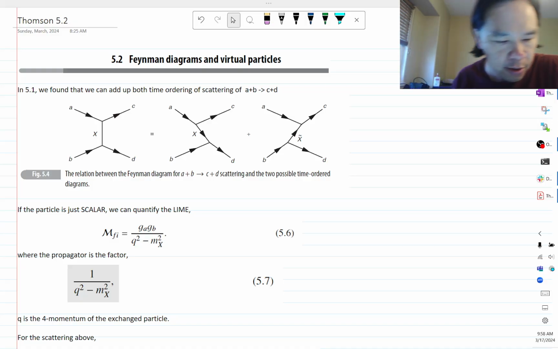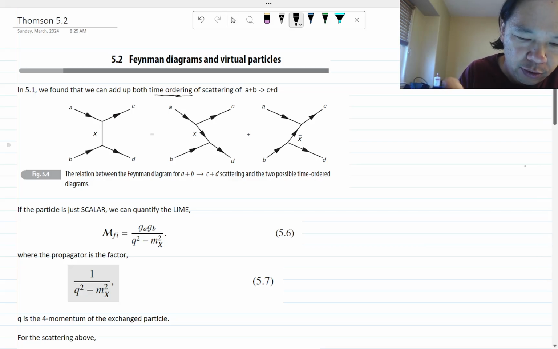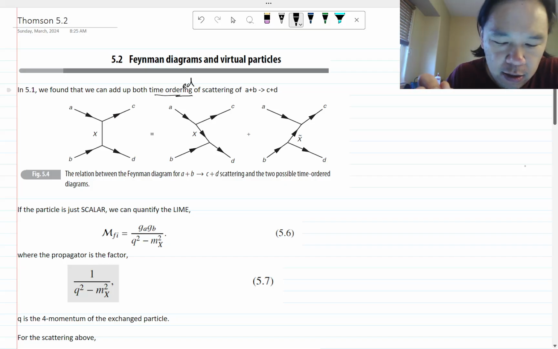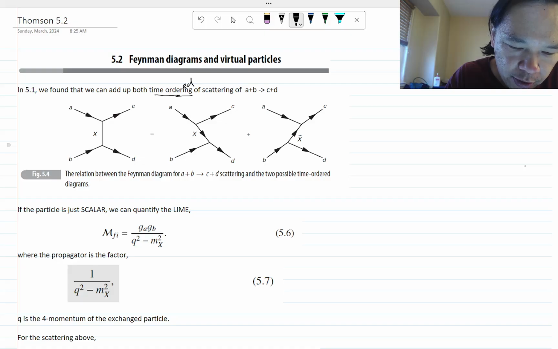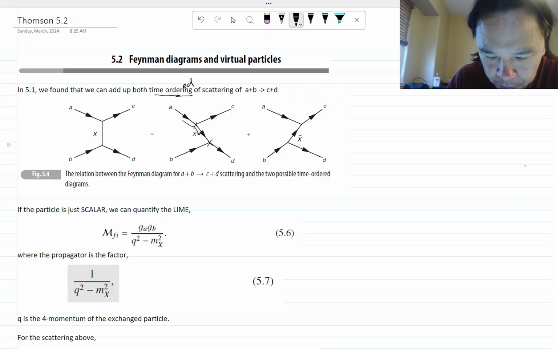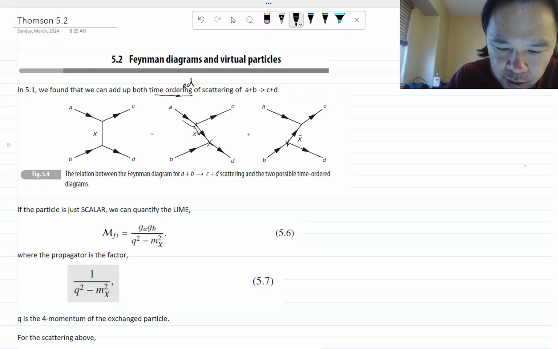All right. So in section 5.1, we found that if we add up these time ordered scattering diagrams, where the first time ordering is that particle A is the one that spit out particle X, this happened first, and then particle B actually receives it. The other time ordering is that particle B is the one that shoots out another particle X tilde, just in case they are different particles, and then particle A is the one that receives it. So the propagator goes this way.